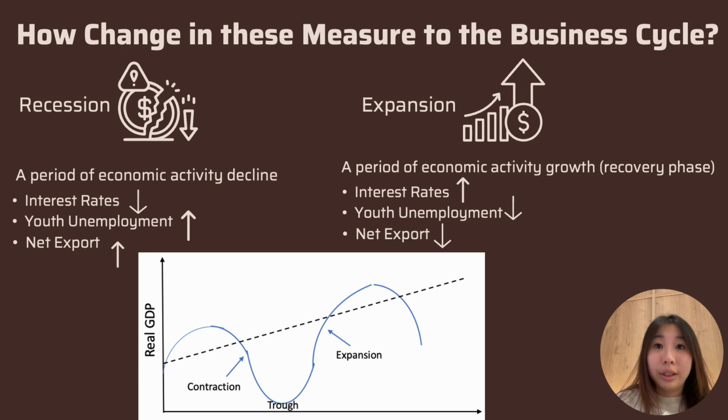Now, how do these measures link to the business cycle? The business cycle refers to the natural fluctuations in economic activity over time, moving through phases of recession and expansion. The cycle is closely linked to changes in key macroeconomic indicators like interest rates, unemployment, and net exports. During a recession, economic activity slows down. To stimulate growth, interest rates are typically lowered to encourage spending and investment. Youth unemployment often rises as businesses cut jobs, and net exports may increase slightly as domestic consumption and demand for imports decline.